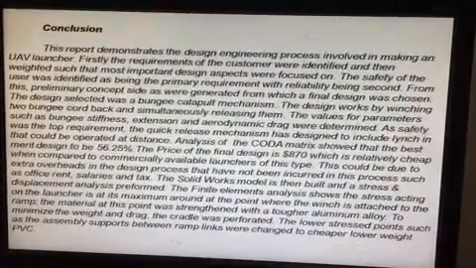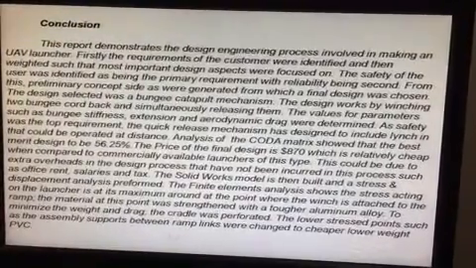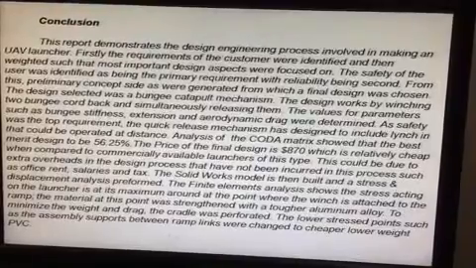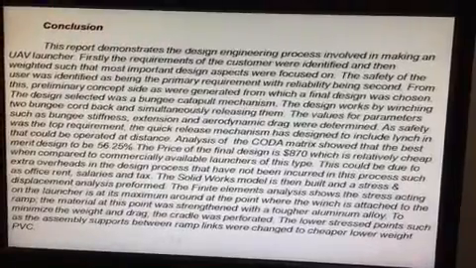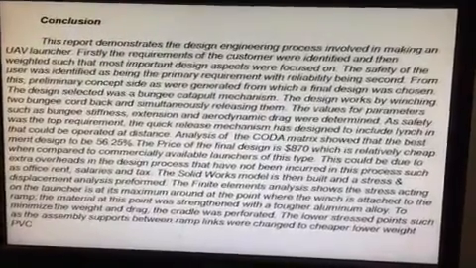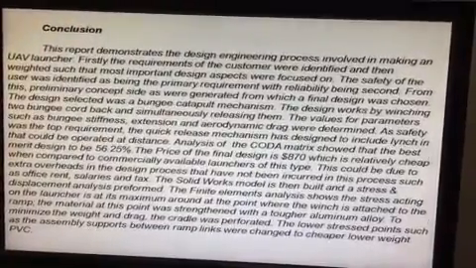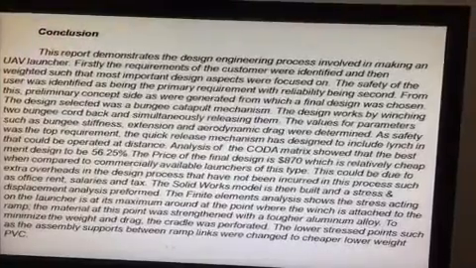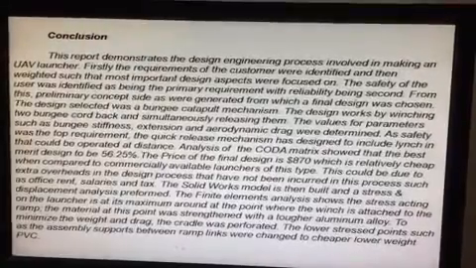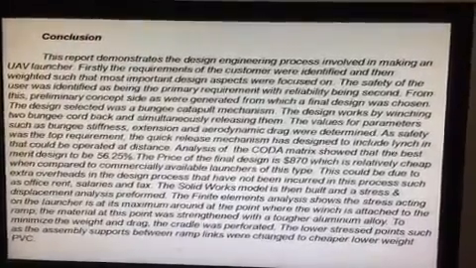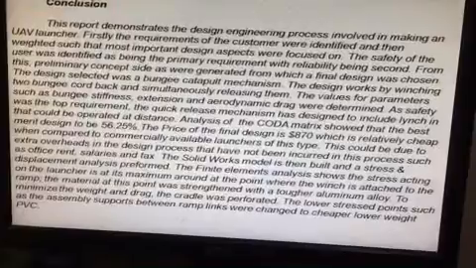And this is the conclusion. The report demonstrates the design engineering process involved in making a UAV launcher, and at last we generated our UAV catapult launcher with the model also. Performance was the primary requirement, with reliability second, from the primary concept generator from which a final design was chosen. As the bungee catapult mechanism was selected, values for parameters such as bungee stiffness, extension, and aerodynamic drag were determined. The analysis of the decision matrix showed the best merit design to be 56.25%, and a SolidWorks model was then built and a stress displacement analysis performed. The lowest stress points were identified to minimize weight, and the assembly supports between ramp links were changed to cheaper, lower weight PVCs.